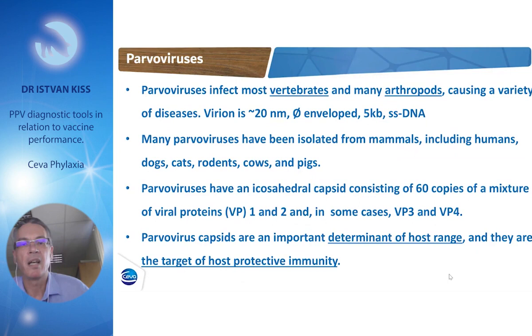Considering the mammalian hosts, it includes humans, dogs, rodents, cows, and pigs. They have an icosahedral capsid, which consists of exactly 60 copies of viral proteins. Among them, VP2 is the most important capsid protein because it determines the host range and it is a target for protective immunity.